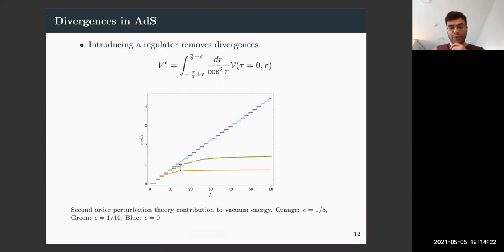And for example, here for the second order perturbation theory, when we have the epsilon, the regulator, the vacuum energy doesn't diverge, and it just converges to some value. As we remove that, so here, for example, epsilon for the orange is 1/5, for the green is 1/10. But as we remove that, it grows and goes to infinity.